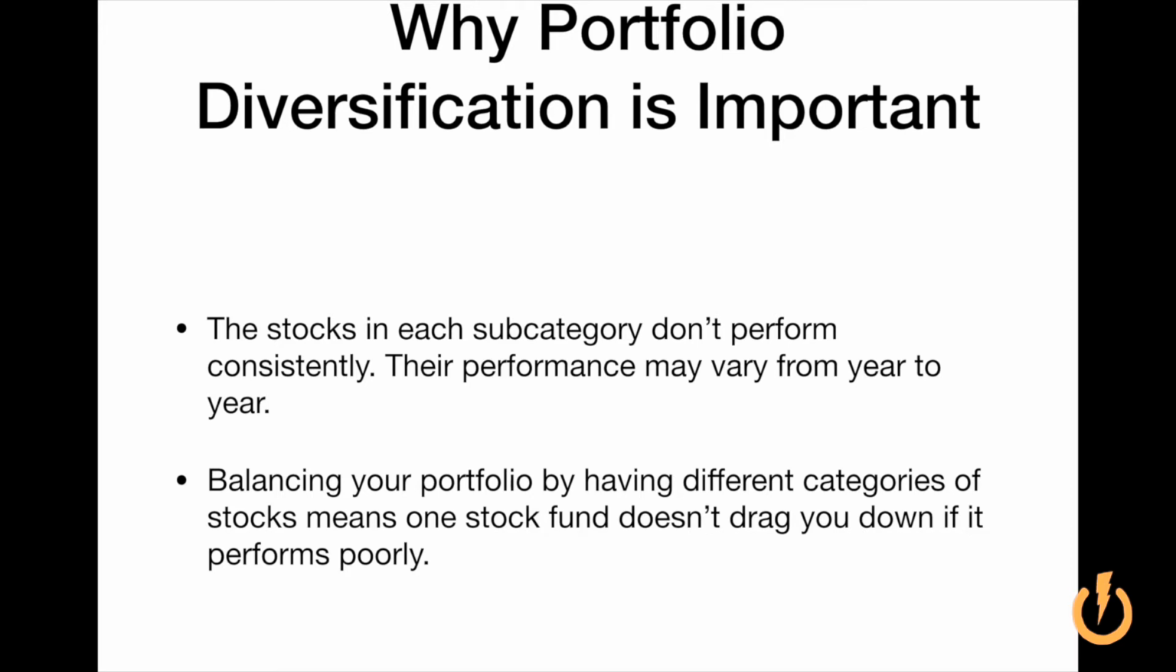So you'll have different categories of stock, meaning one stock fund doesn't drag you down if it performs poorly. For example, if the only stocks in your portfolio were international stocks and they did badly over the course of 5 years, you wouldn't make much money. That's why it's important to have a good balance of different types of large cap, small cap, and international stocks. So if one does badly, the other ones have you covered.